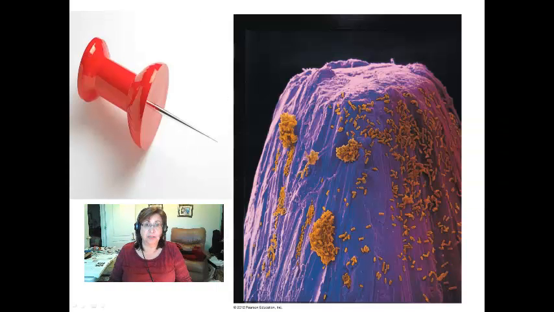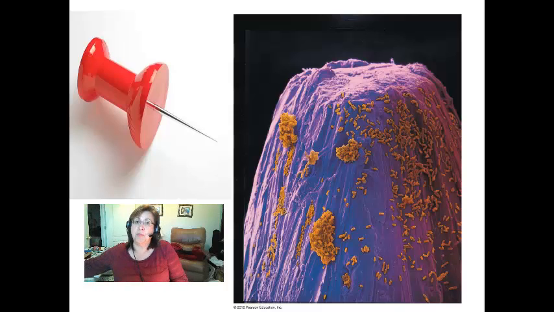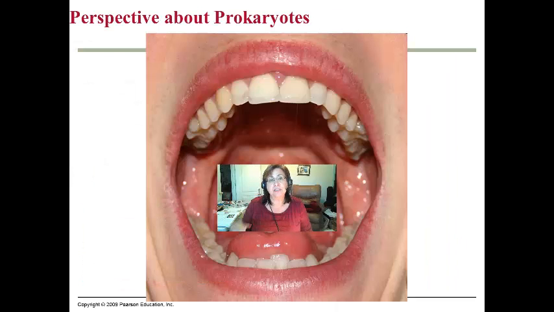Here's a pin tip. On the pin tip, we can see numerous bacteria stained orange. So again, this is an electron micrograph showing the tip of perhaps this pin itself and identifying how small bacteria really are. So let's take a look at some statements that help us characterize the abundance of prokaryotes, but also identify how small they are as well.